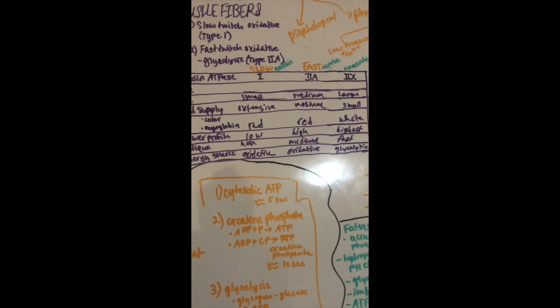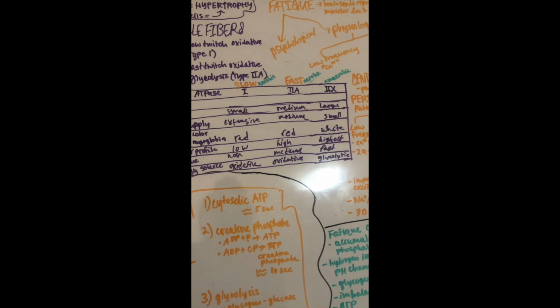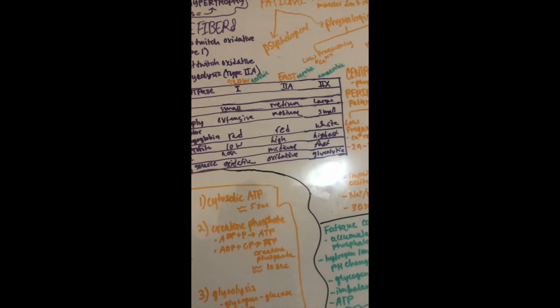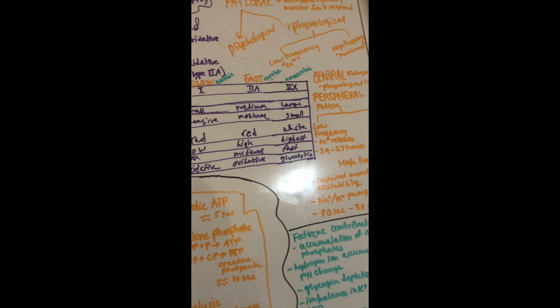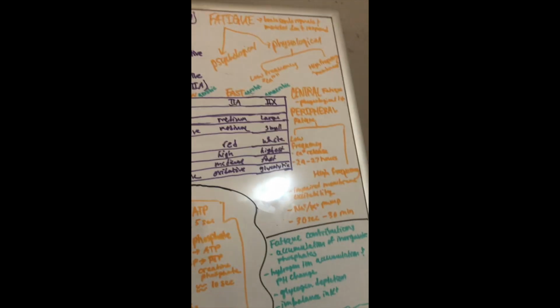And then our energy source for slow aerobic is oxidative, and that's the same for fast aerobic. They're both oxidative. They like oxygen. And then anaerobic can't get it from oxygen because it doesn't like it, so it's going to go through the glycolytic.